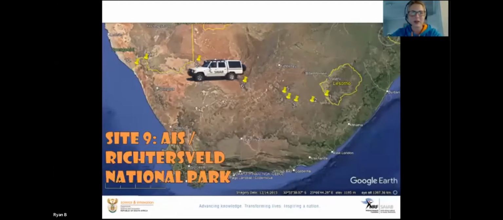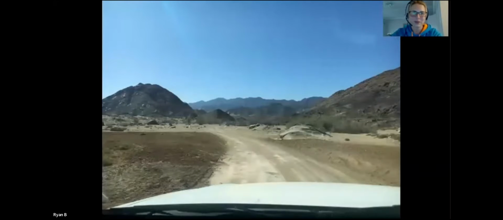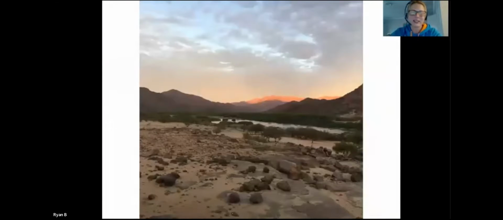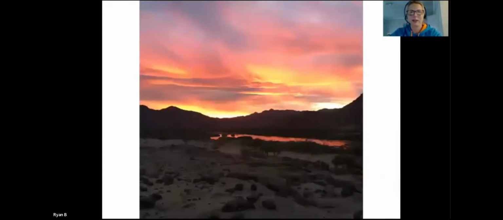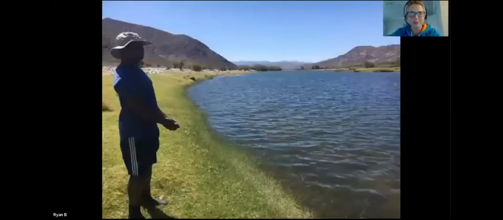Our penultimate site was the Richtersveld National Park. Here we were really in the wilds. It's a spectacular place if you have the opportunity to visit. The landscape's beautiful, the rivers are beautiful, the skies are beautiful. And we also found some really cool fish, like this little three-spot barb. But we also found loads of carp.